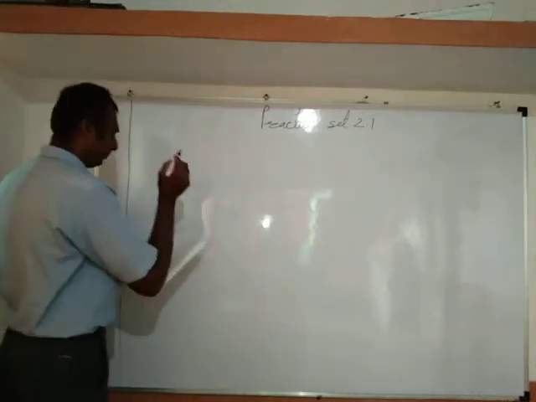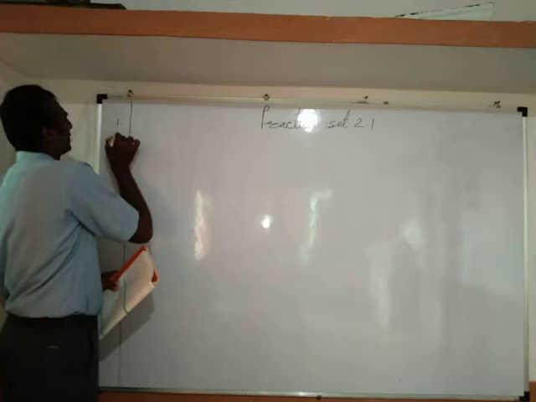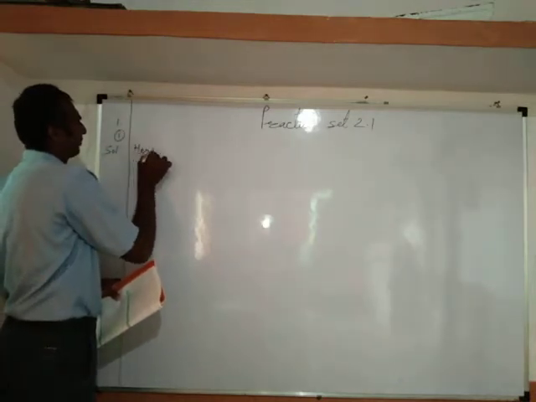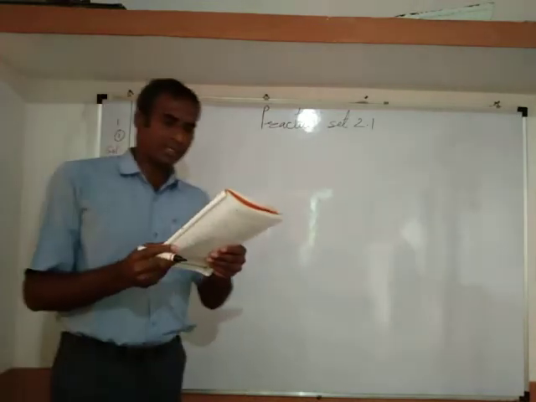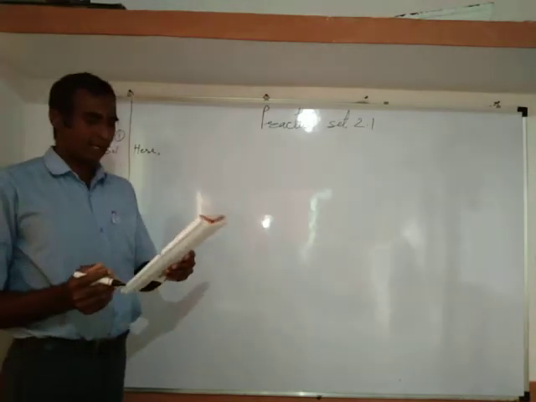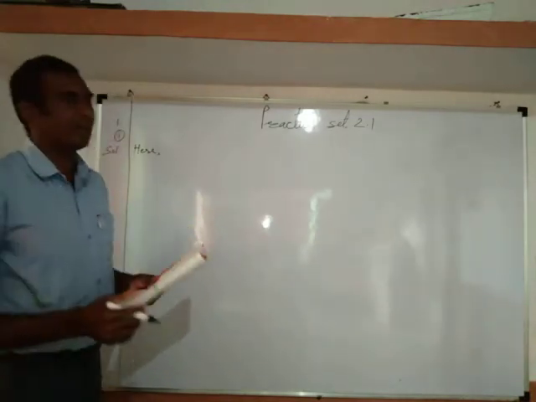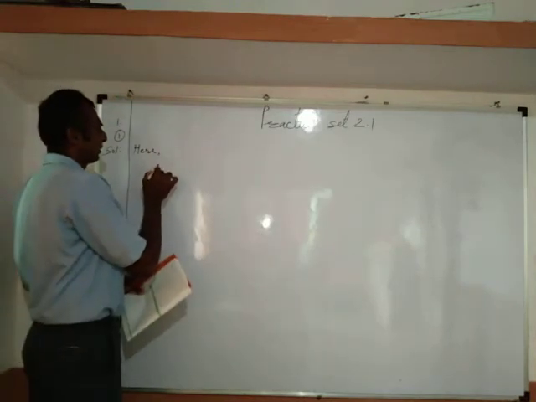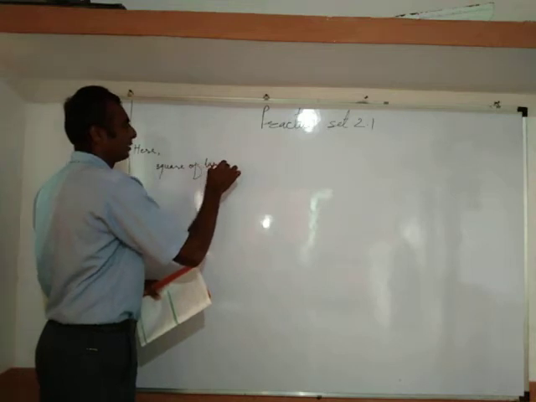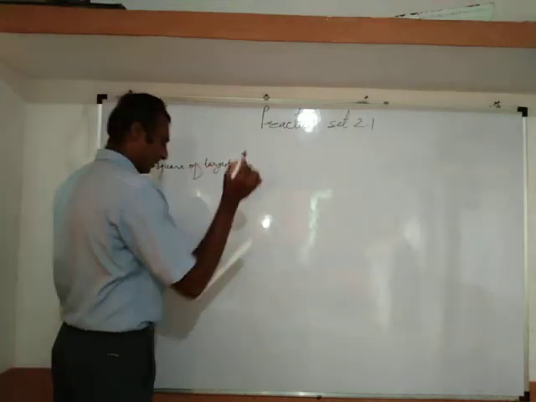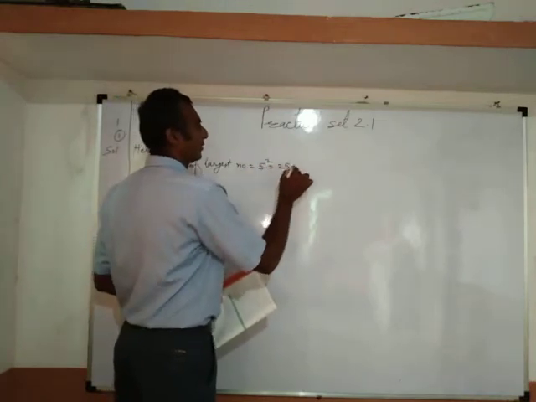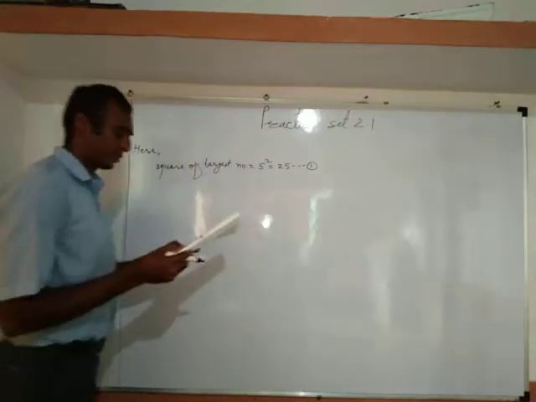Practice set 2.1. Question first, sub question first, solution. Here the given triplet is 3, 5, 4. Among 3, 5, 4, 5 is the greatest number or largest number. That's why let's consider the square of the largest number, which equals 5 square, and the square of 5 is 25. Let's call it equation first.